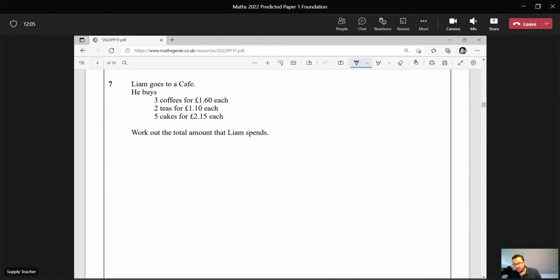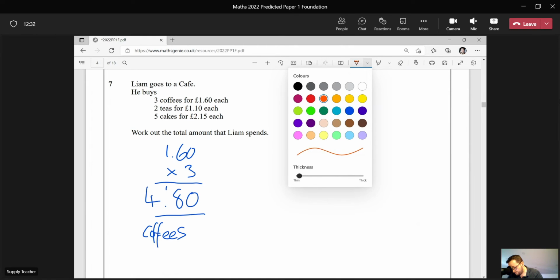All right, well, we're just going to look at everything individually. So a coffee is £1.60 and he buys 3. So I'm just going to do a quick times. So 0 times 3 is 0, 6 times 3 is 18, and 1 times 3 is 3, plus the 1 is 4. So £4.80 on coffee. Let's just keep that in there. Let's keep things separate with a different colour.